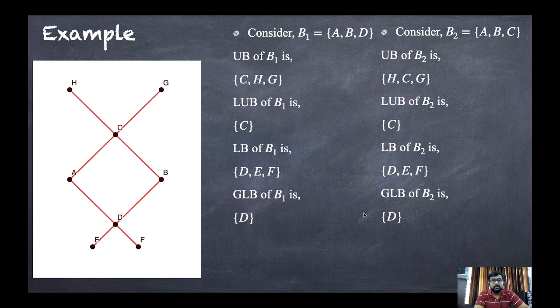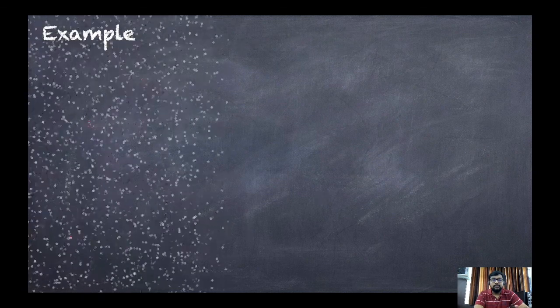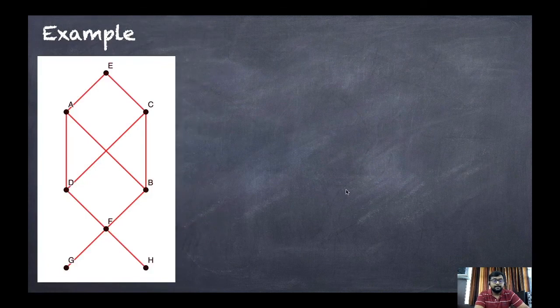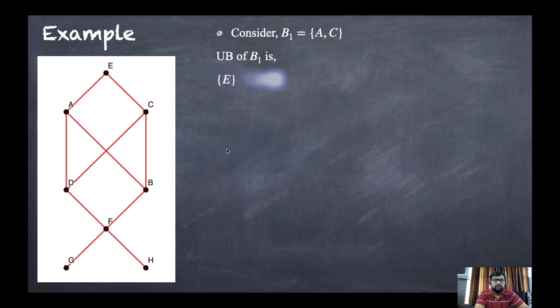Okay. Now let us consider the last example. This is the important one. Now consider the set B1 equals A and C. So see here this point A and C. Now what would be the upper bound of B1? The upper points first are E, the only E. Since it is the only one, the least one is also E. Now this is clear.